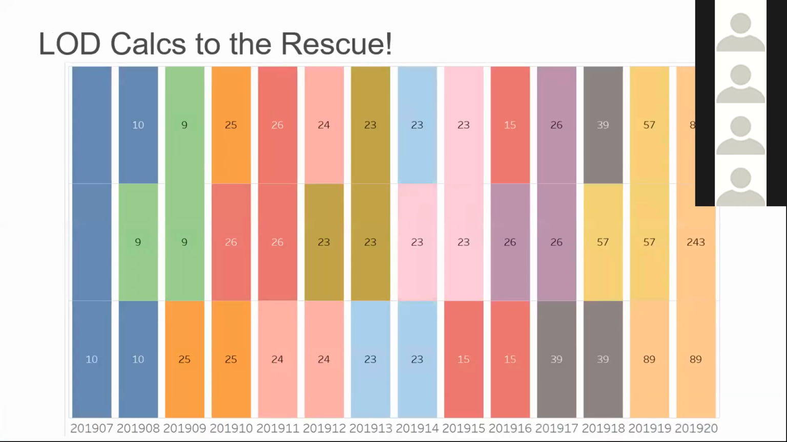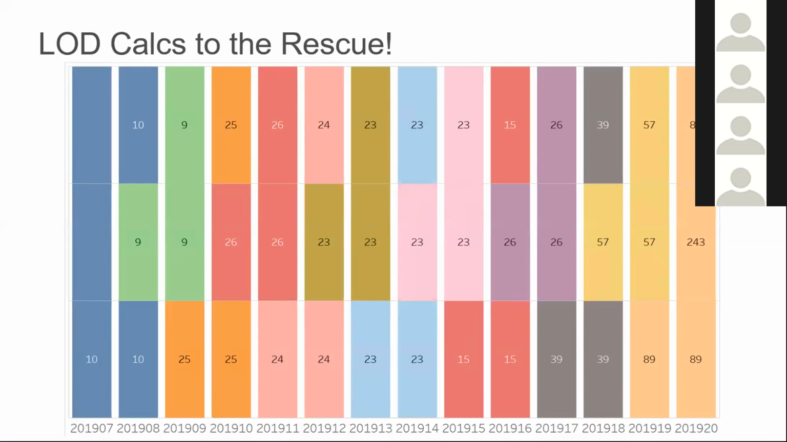So here is a visualization in which I show how to use LOD calcs to get this information. And this took me a long time to figure out. If you don't understand it, it's okay. I don't totally either, but try your best to follow along, and I'll try and make it visual so you can. Okay, so every column here is a different week of the year.